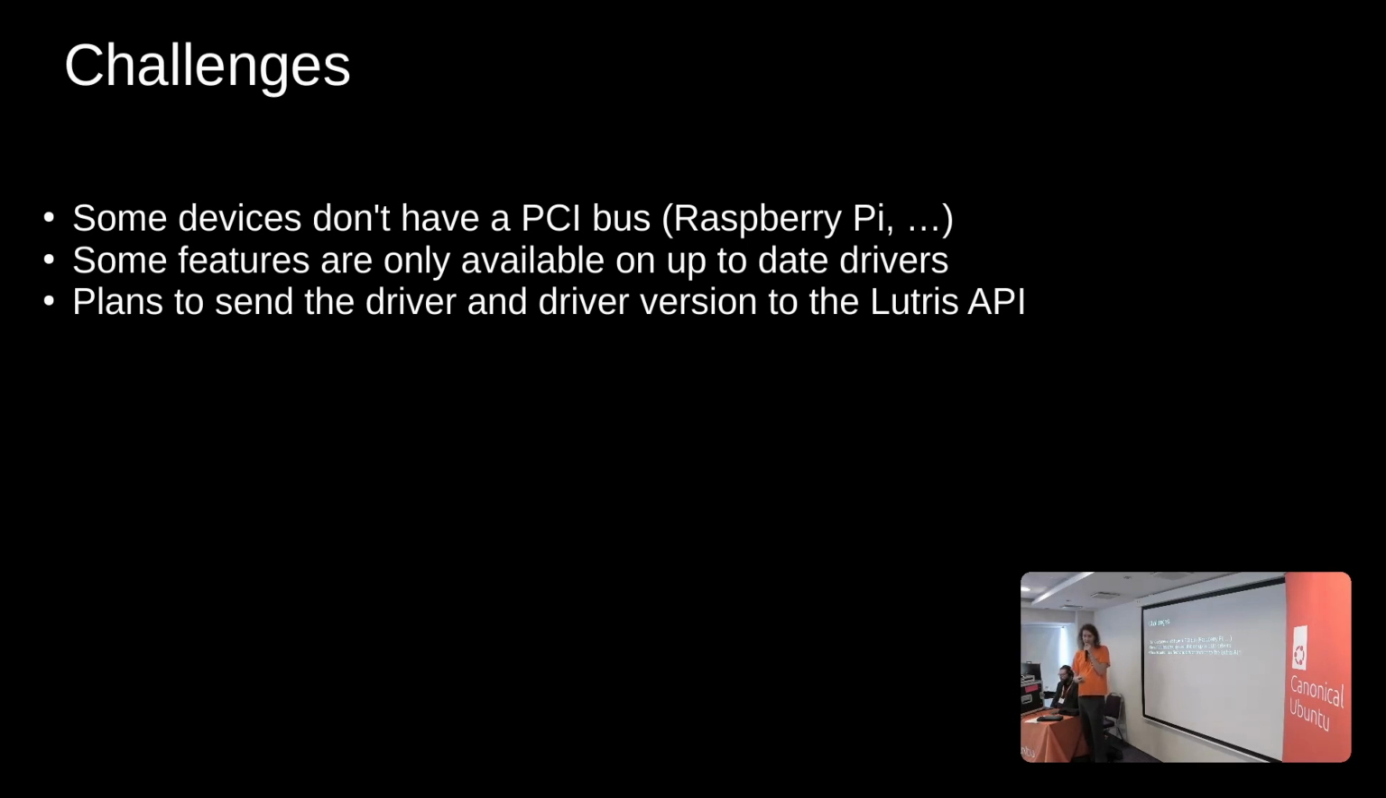Some drivers, if you have an older version of Mesa, you might have only support for Vulkan 1.2. If you update your Mesa to something like bleeding edge, you will get support for Vulkan 1.3. I think it's especially valid for Intel chipsets. So what I plan to do is also send the driver used to the Lutris website, so they can give the proper information.